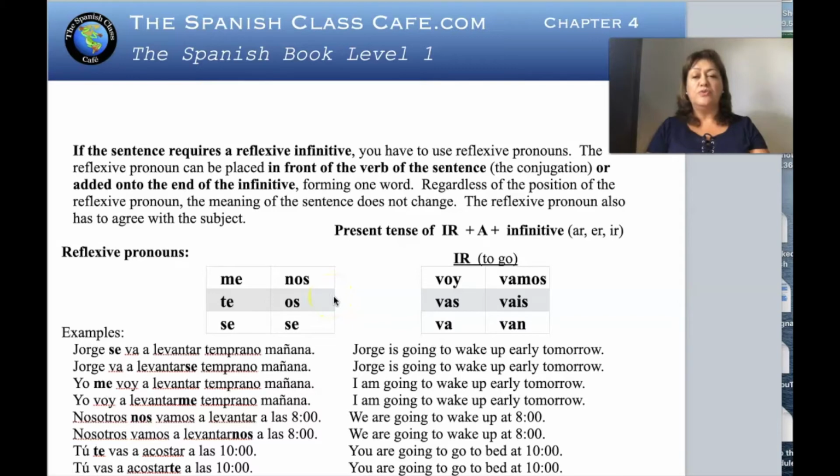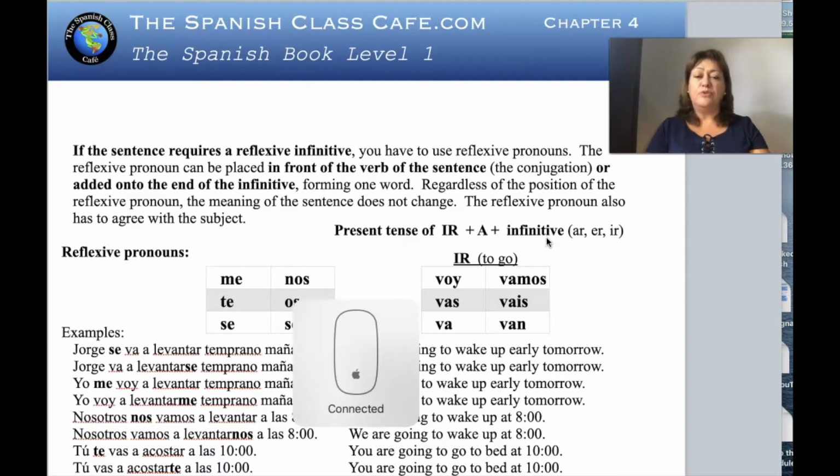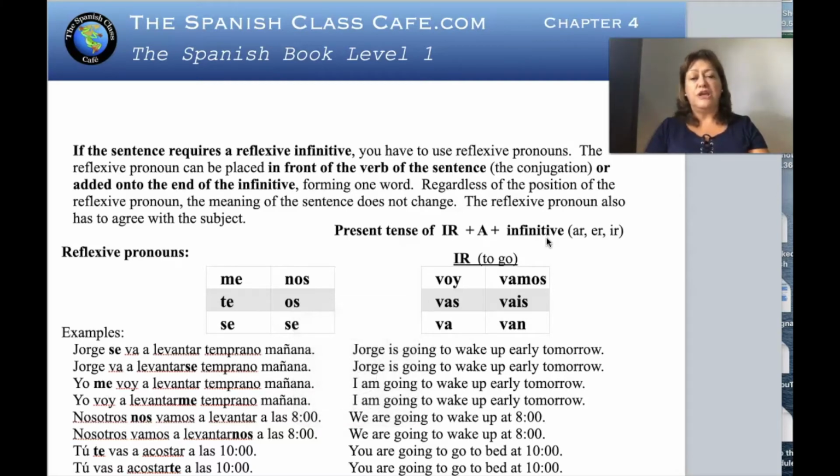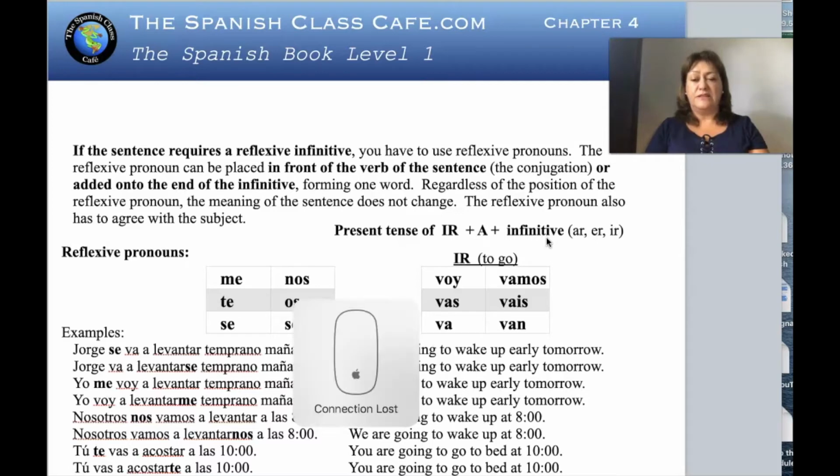Now, the question is, where do we put it? We can put the reflexive pronoun in front of the conjugated verb. In this case, the conjugated verb will be the verb to go. Then it will be me voy, te vas, se va, nos vamos, os vais, y se van. If you put it in the front. You also have the choice to put it in the back of the infinitive and leave it in there as one word. Then either way, if you put it in the front or you put it in the back, they do not change the meaning of the sentence.